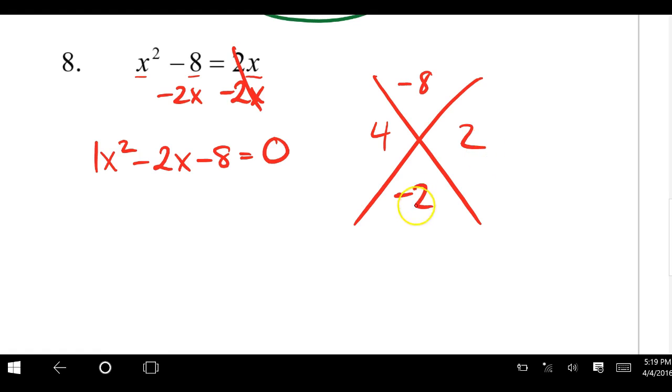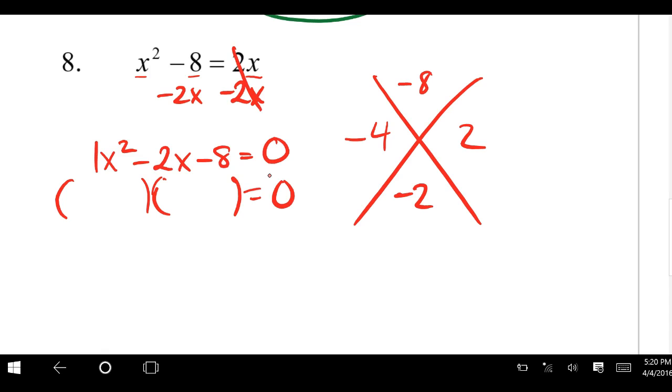And I need this to equal negative 2, right? And they're not both going to be negative because this is negative, so only one can be negative. So the bigger number is going to have to be negative, because remember, the bigger number wins. So if we want the bigger number to win, 4 has to be negative. So remember, we don't need the box for this one. And there we go.